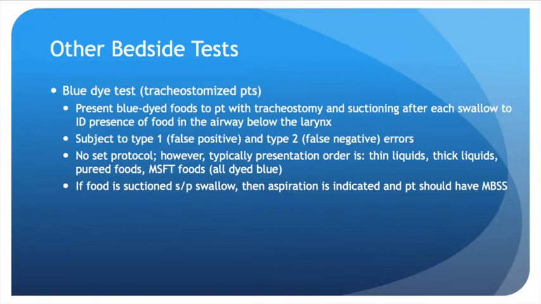This test is subject to type 1 and type 2 errors. So a type 1 error is a false positive. Type 2 error is a false negative. So a false positive means that the patient appears to be aspirating when they have not. And a false negative means they appear to not be aspirating, but they actually are. So false positive and false negative.